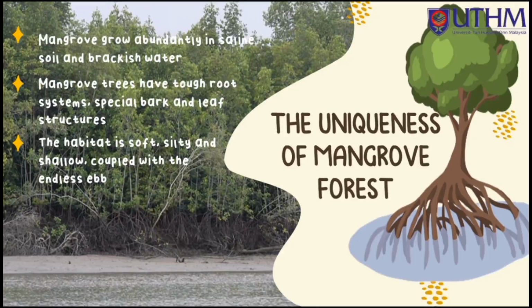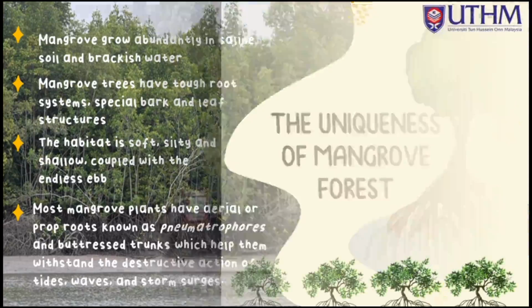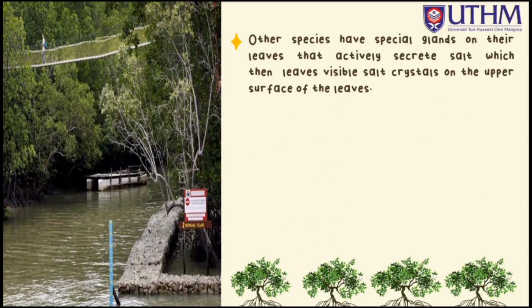Most mangrove plants have aerial or prop roots known as pneumatophores and buttress trunks, which help them withstand the destructive action of tide waves and storm surges. Other species have special glands on their leaves that actively secrete salt, which then leaves visible salt crystals on the upper surface of the leaf.